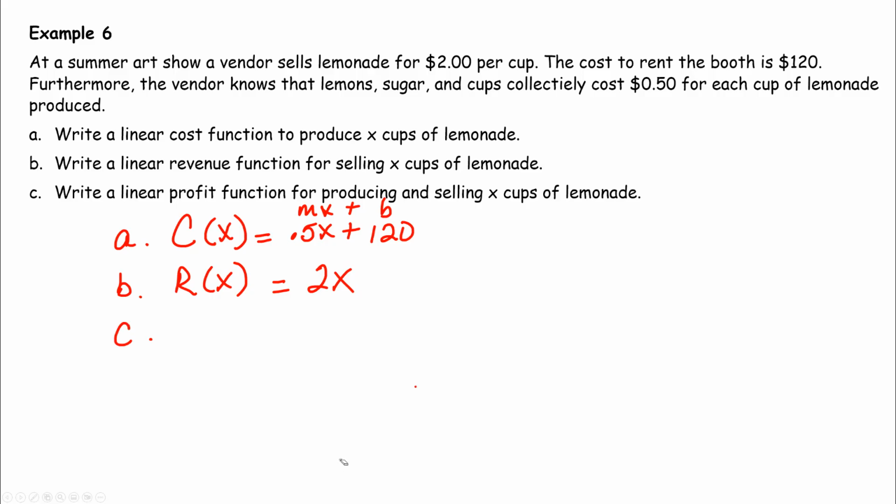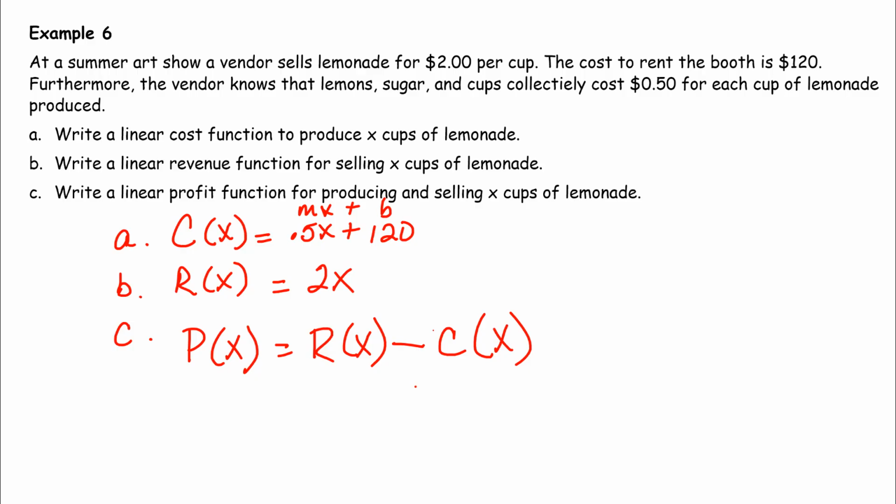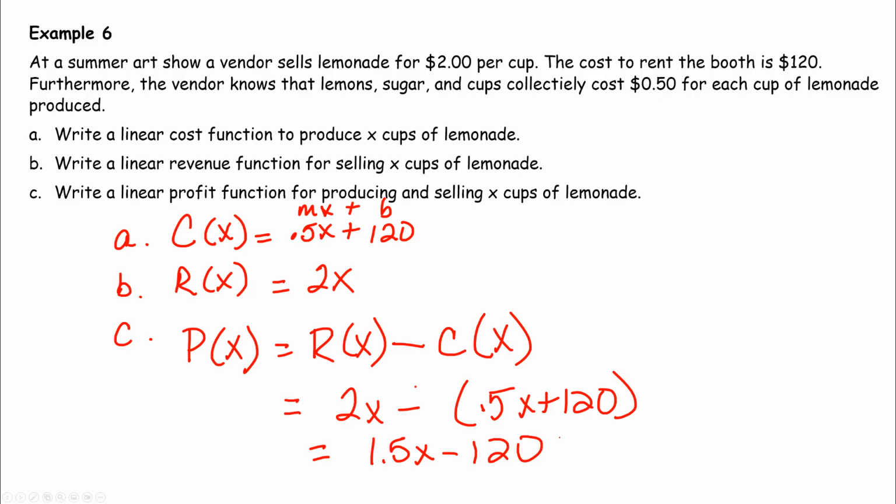And then part C, write a linear profit function for producing and selling X cups of lemonade. So his profit is equal to the revenue, so all the money people hand him over the counter, minus all the things he had to pay for, like the rent and the cups and the lemonade and sugar and all that. So the revenue function was 2x. Cost function was 0.5x plus 120. And so that is going to be 2x minus 0.5x is 1.5x, and then minus 120. So that's the profit function.